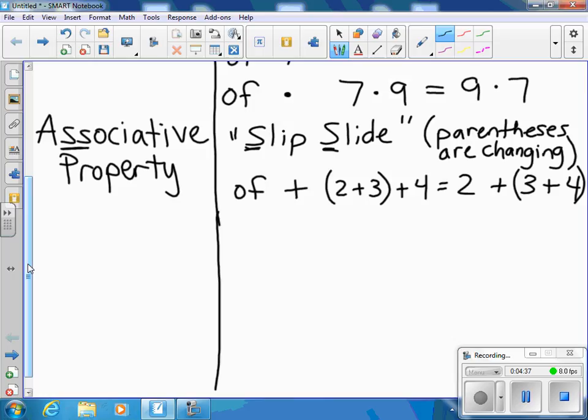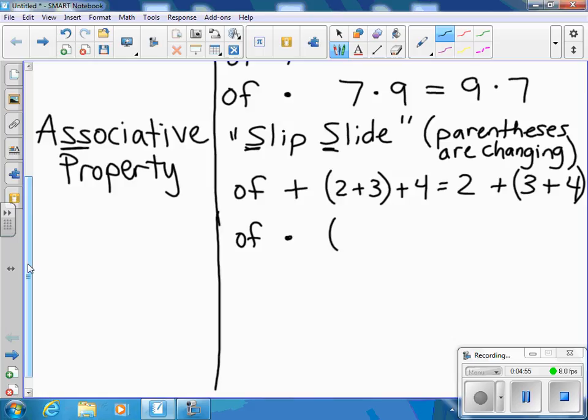So you need to come up with one way that's going to work for you to recognize, but the order never changes. It's only the parentheses that change when you're doing associative. So in the associative of multiplication example, it's going to look exactly the same except it's going to use multiplication. I'm going to use the exact same three numbers and just change the sign.